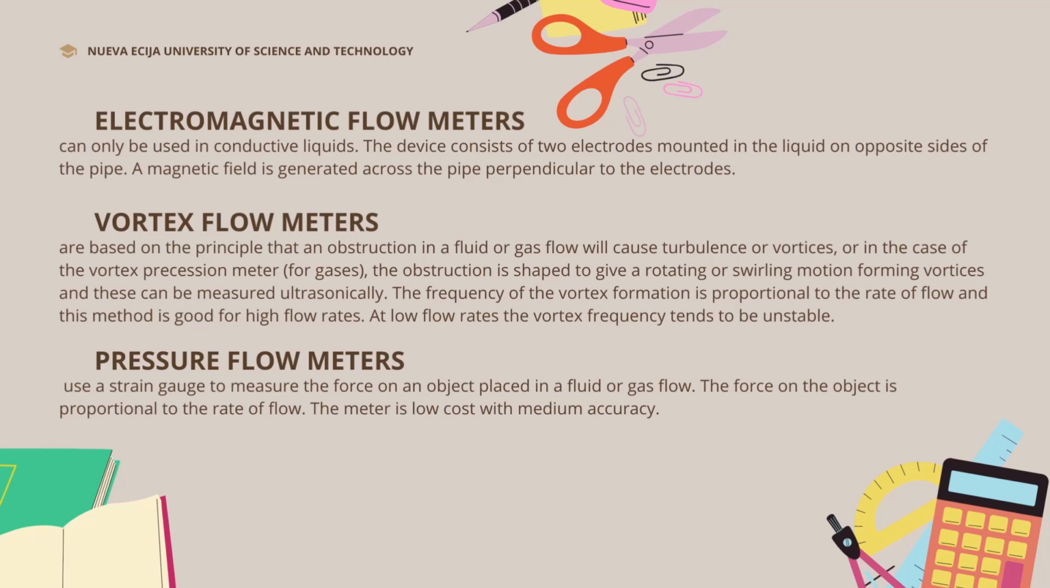Yung third one natin is yung pressure flow meters. Pressure flow meters use a strain gauge to measure the force on an object placed in a fluid or gas flow. The force on the object is proportional to the rate of flow. The meter is low cost and medium accuracy. So, pinaka-better talaga yung electromagnetic flow meters, kaso nga lang mahal siya. Pero kung magtitipid ka, pwede ka na din sa pressure flow meters, kaso nga lang, di siya masyadong accurate. Parang sakto lang.